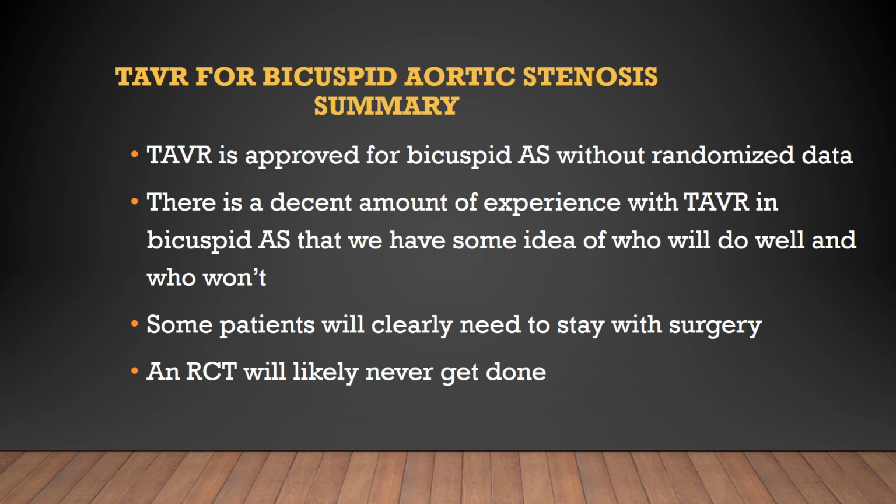So TAVR for bicuspid aortic stenosis, in summary, is approved without randomized data, predominantly for patients with severe type 1 and type 2. In the elderly patients, in the high risk, extremely high risk patients, depending on how you read the FDA approval letter, it could be done, can be done, is done. There's a decent amount of experience with TAVR in bicuspid aortic stenosis, and we have an idea as to who will do well and who won't, and we can triage our patients appropriately.